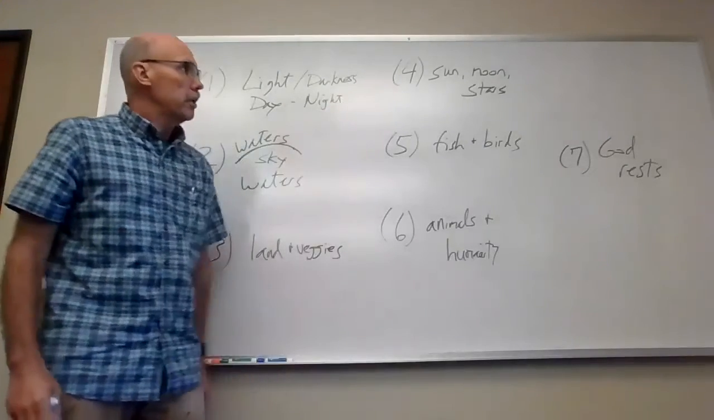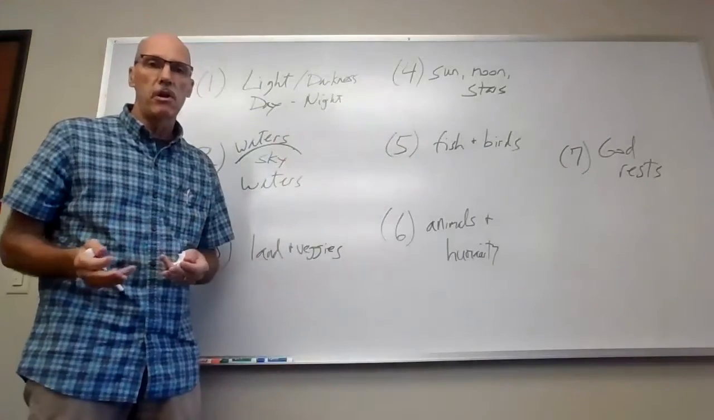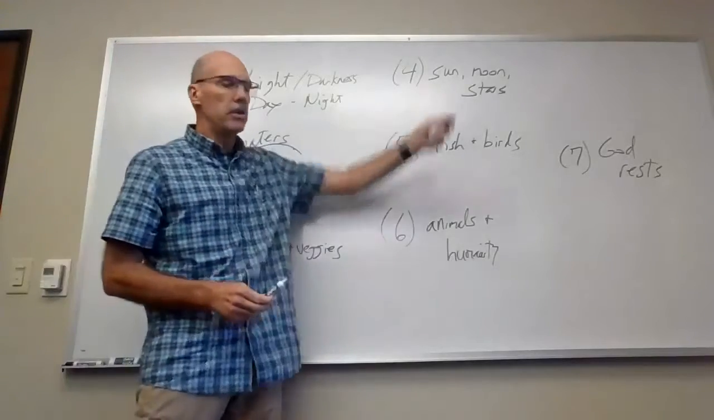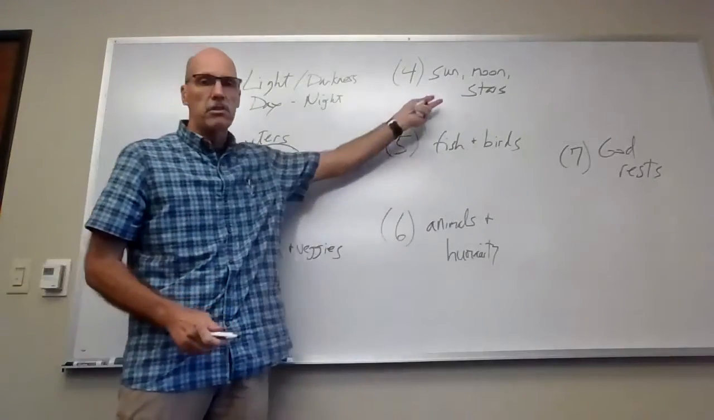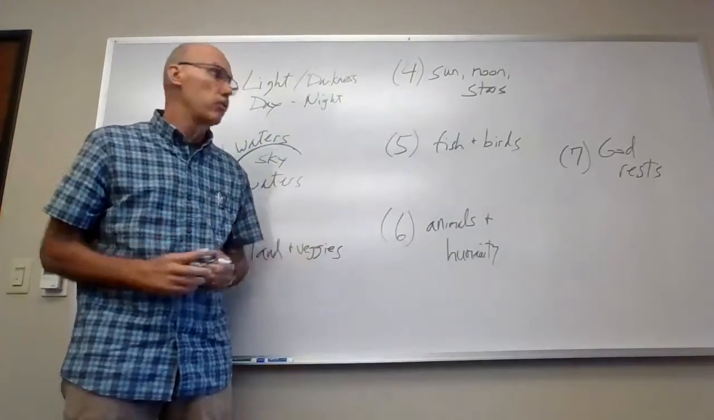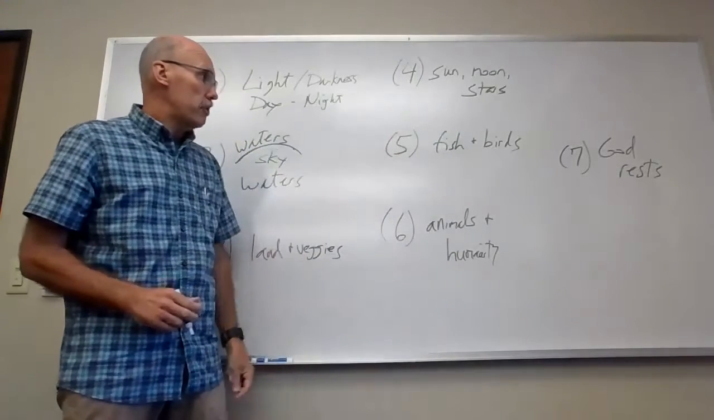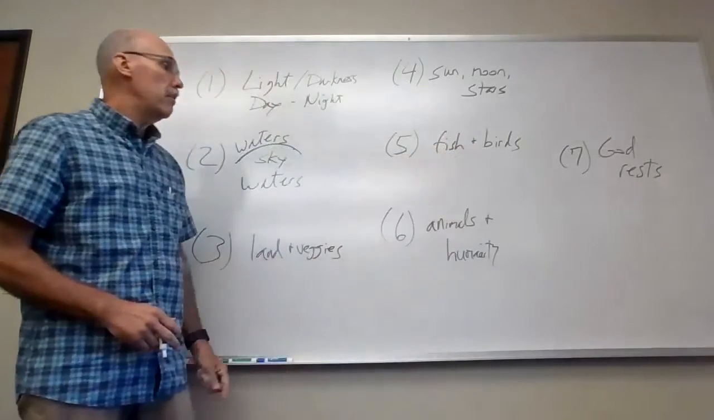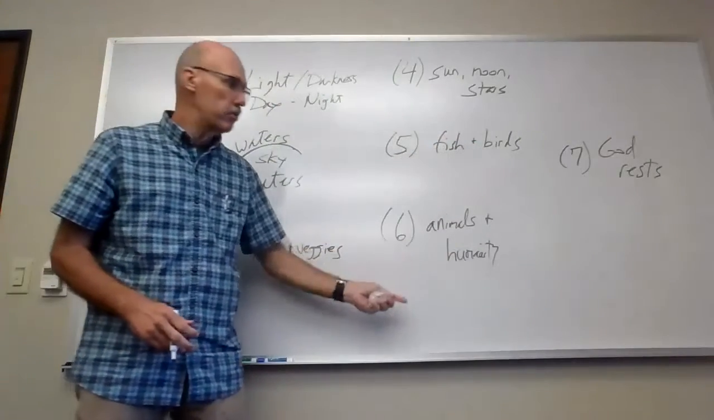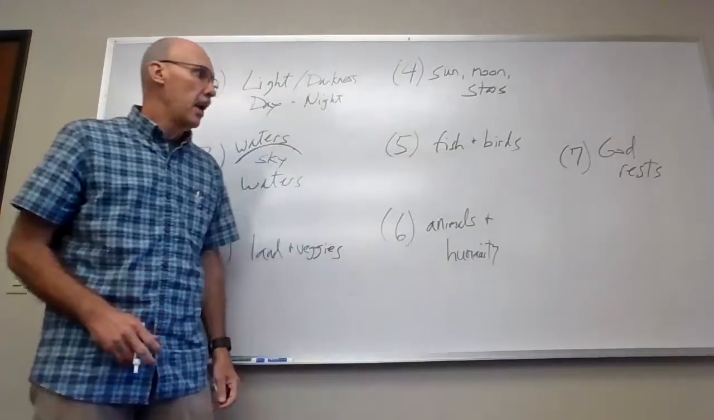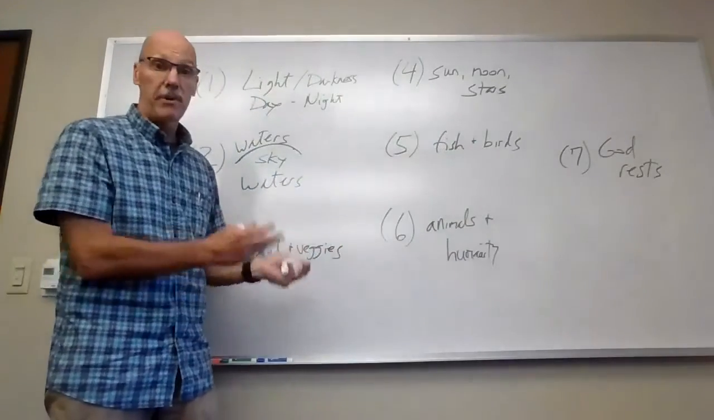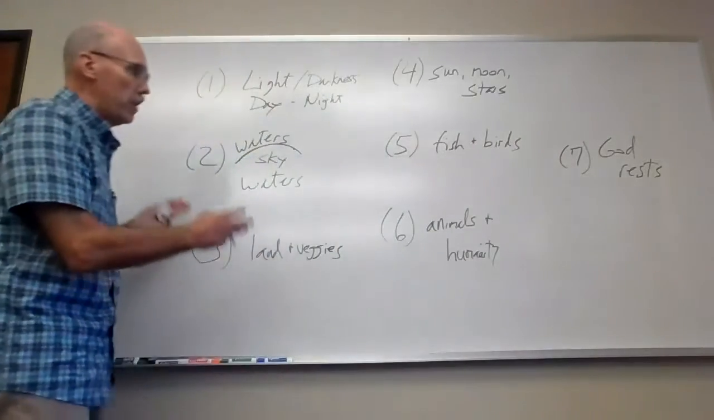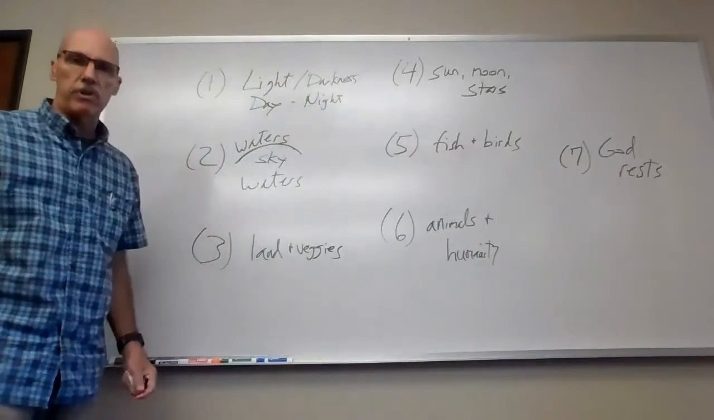Then on day four, God creates the sun, the moon, and the stars. The sun, the great light that's going to govern the day, the moon, the lesser light that's going to govern the night, and then the stars that are going to govern the seasons, if you will. Day five, God creates the great sea creatures, the fish, and the birds. And then on day six, God creates animals. And of course, God creates us, humanity. God saw all that God had made. It was very good. And then on day seven, God rests. And so we have the 7-day structure here.